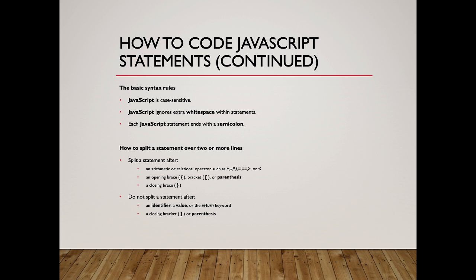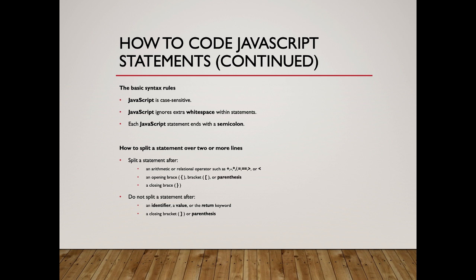And as you guys also saw in week 1, you can use the backtick for strings. That way you can write a string that's across multiple lines, which is also valid. What doesn't split across is an identifier, a value, or the return keyword.